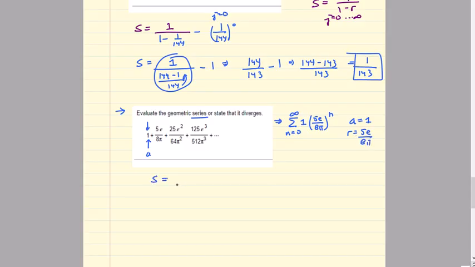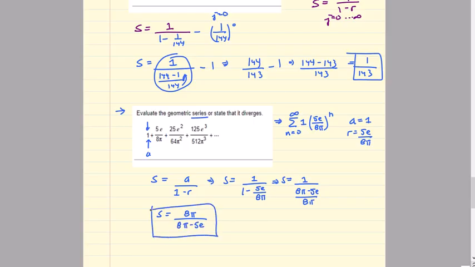So my sum is equal to a over 1 minus r. So in this particular case, a is 1 over 1 minus r, so that would be 5e over 8 pi. Now I need to find a common denominator here and get rid of these layered fractions. So in the denominator, that's going to look like 8 pi minus 5e all over 8 pi. Now when you divide by a fraction, you're multiplying by the reciprocal of the fraction. So that would pop up top, 8 pi over 8 pi minus 5e. And so that would be the sum of the geometric series there.